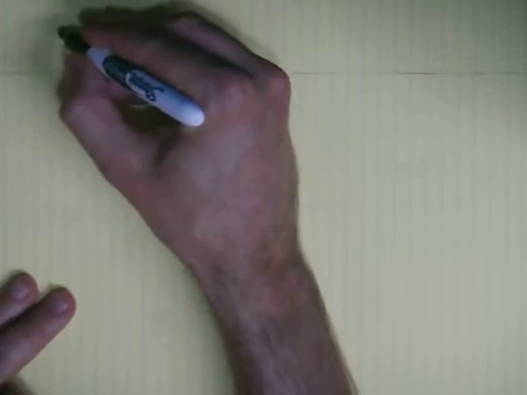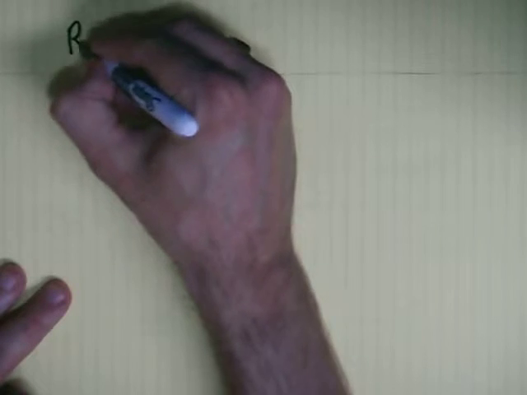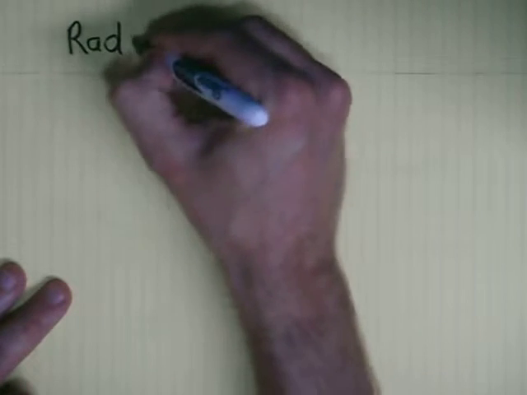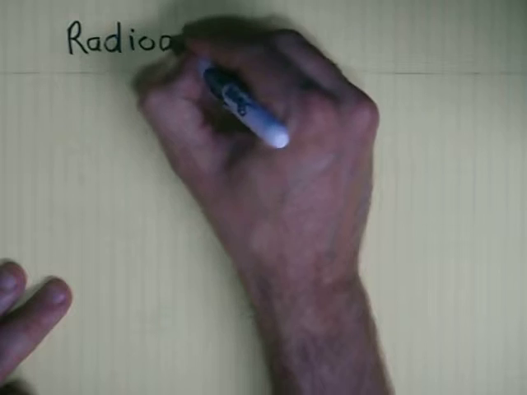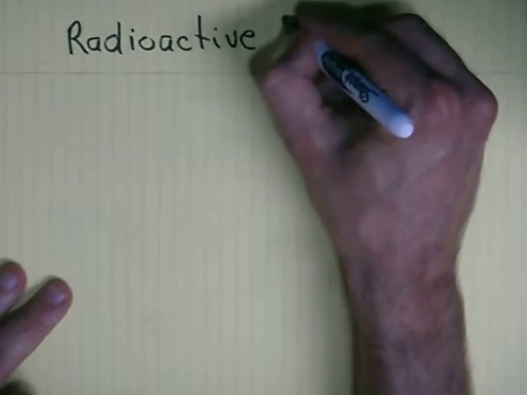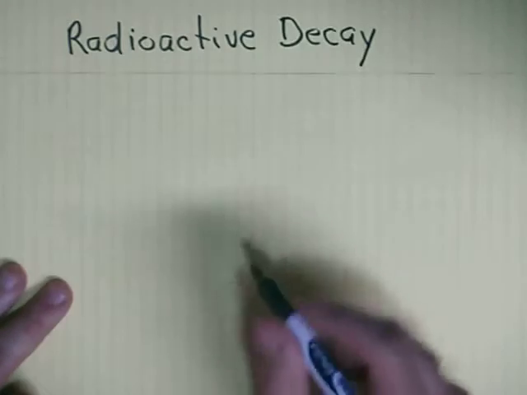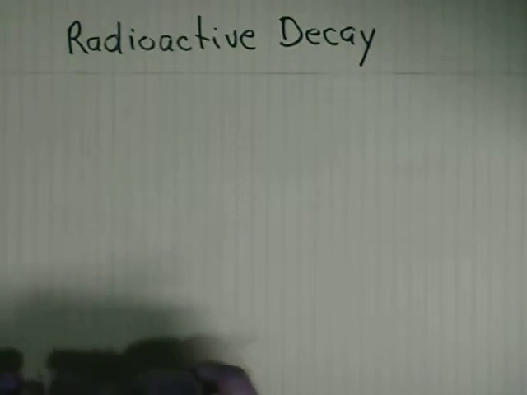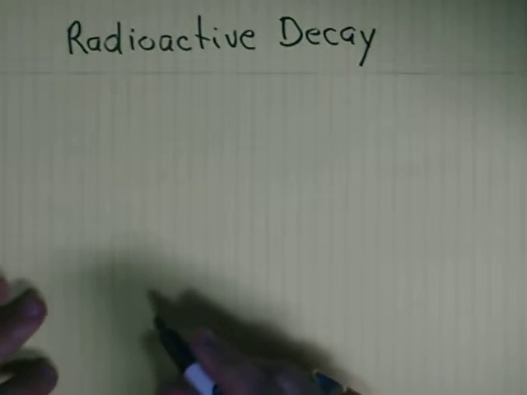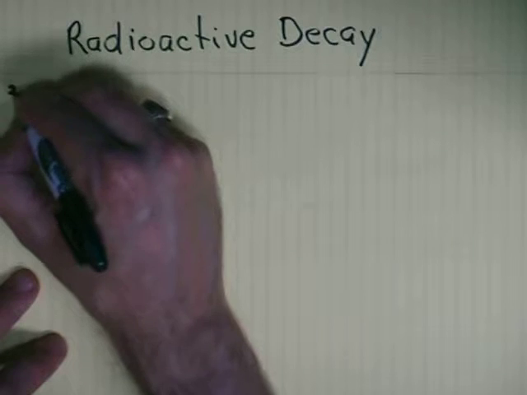So continuing our discussion on radioactivity and radiation and looking at radioactive decay, I want to work through a couple of examples to show you what this looks like. Because we've talked about the three types of radiation.